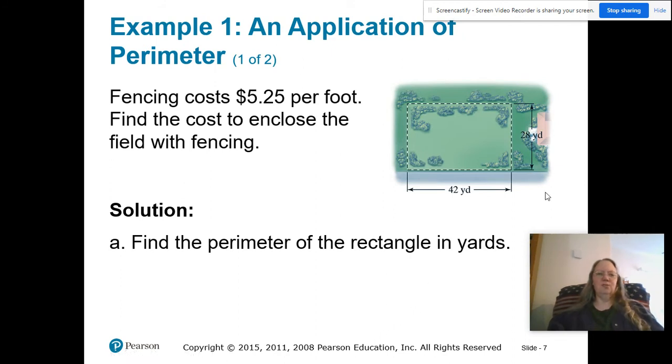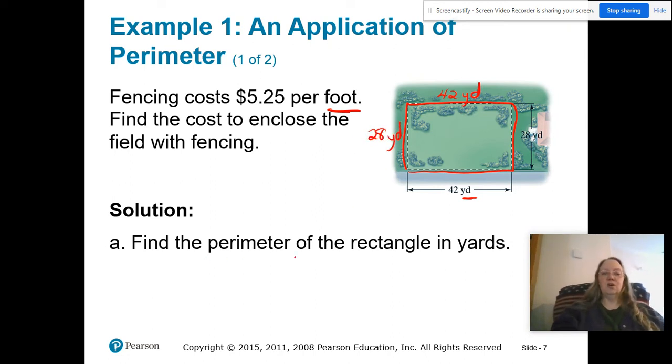Fencing costs $5.25 per foot. Got to pay attention to the units. The diagram is in yards, so we got to pay attention to that. Find the cost to enclose the field with fencing. Well, this is a perimeter question. Anytime they talk about fencing, it's going to be perimeter. So what we have to do is add up the sides. Now keep in mind this is a rectangle, which means that opposite sides have the same length. So this is 42 yards, and this will be 28 yards.